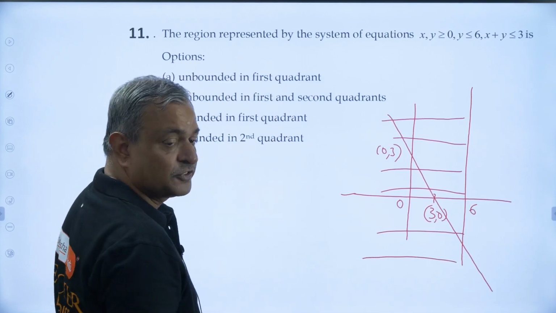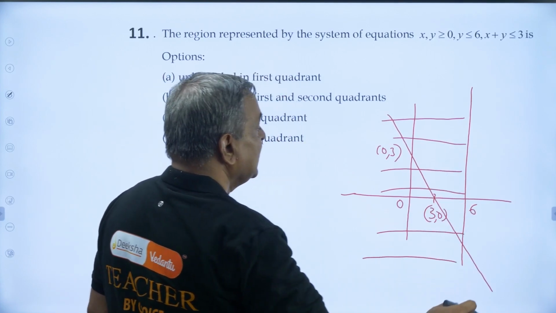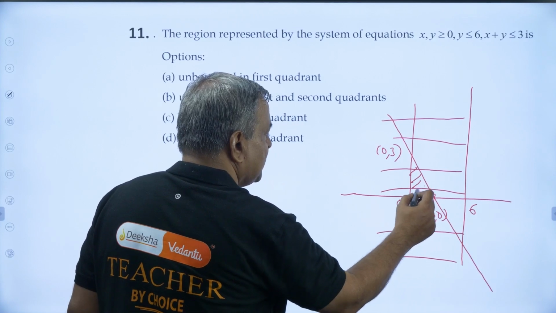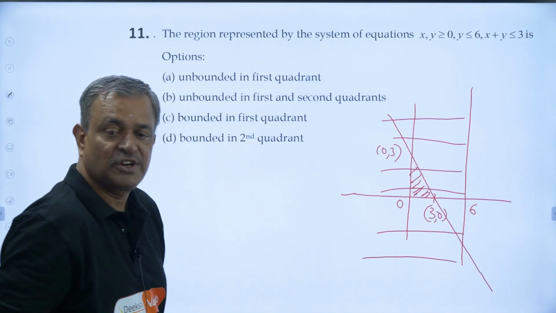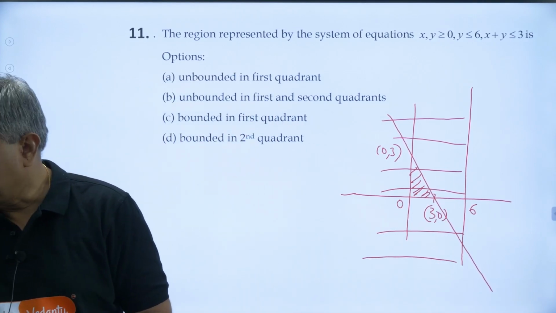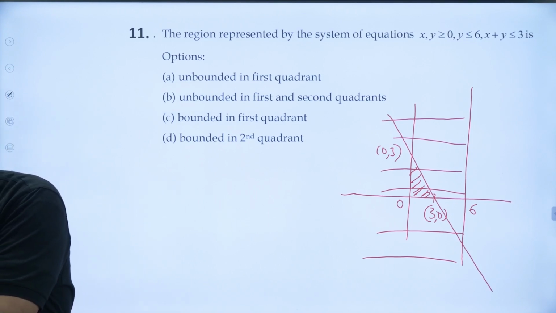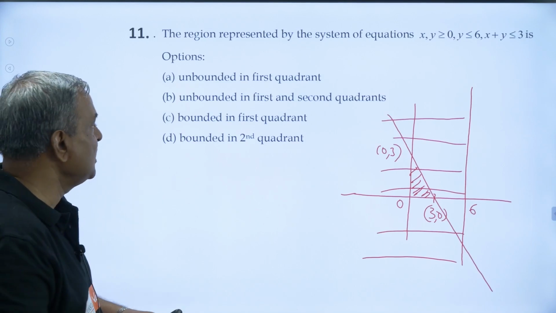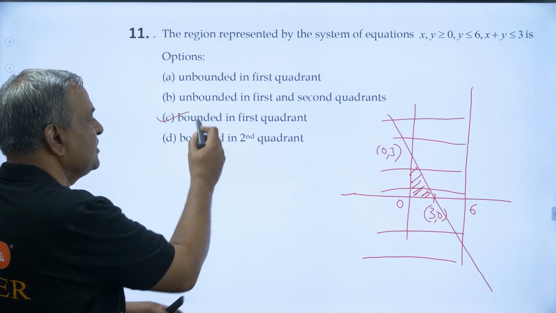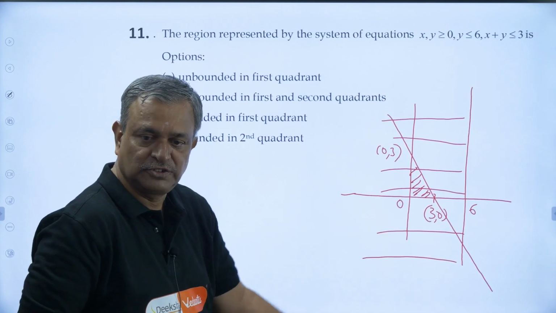Y is greater than or equal to 0, the upper area. And x plus y. This is the shaded area you are getting. Okay, so the answer will be option C. What is option C? Bounded in the first quadrant. Option C is bounded in the first quadrant. See, the diagram clearly shows.